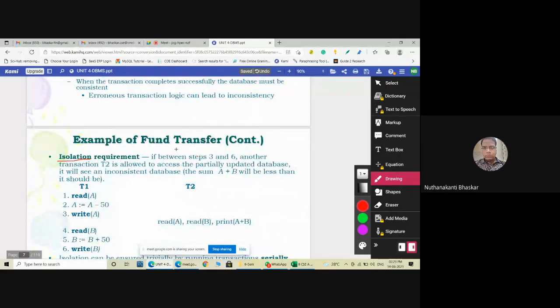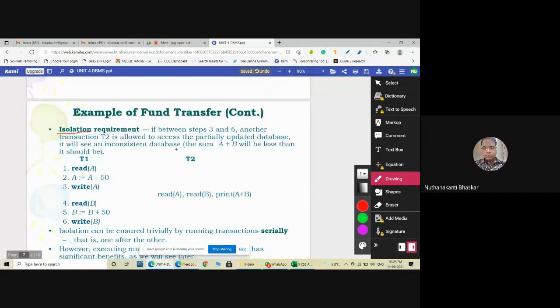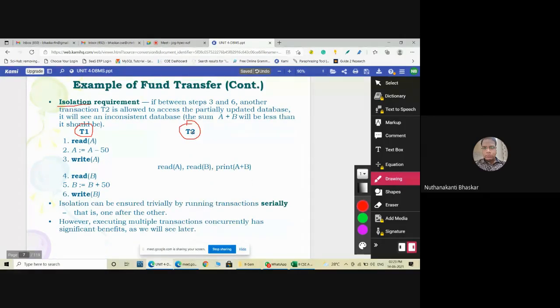Isolation is nothing but when we have more than one transaction, T1 and T2, running at a time. When we are performing a transaction, T2 is never affected by T1, and T1 is never affected by T2. T1 will execute independently and T2 also executes independently. T2 is not depending on T1, and T1 is not depending on T2. That is called isolation. Understand?